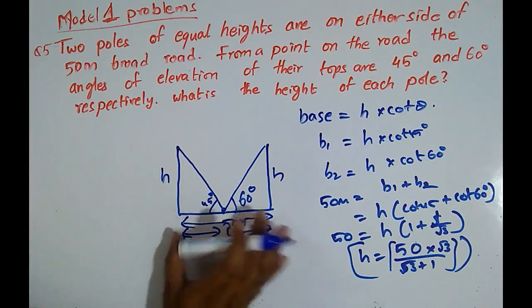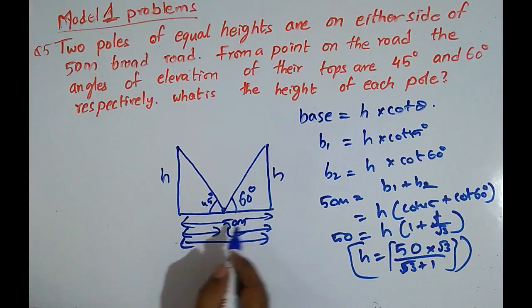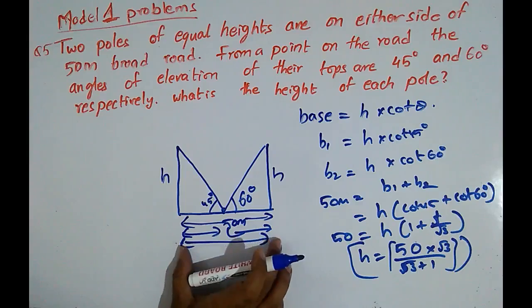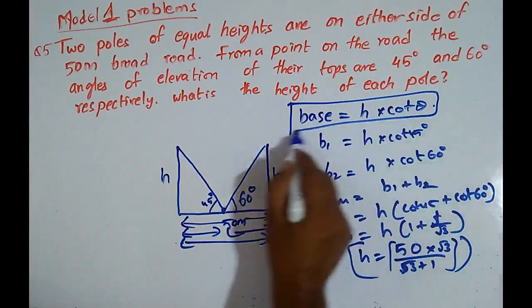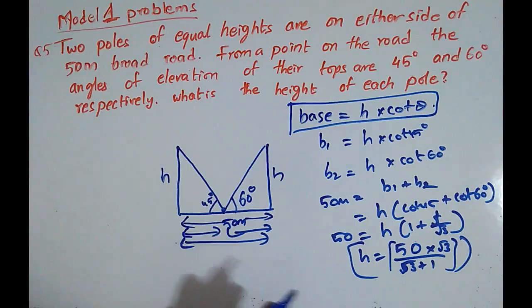We will get two poles and there are two elevation angles, and we are given the distance and the height is asked. Again we will use the same method to solve the problem.